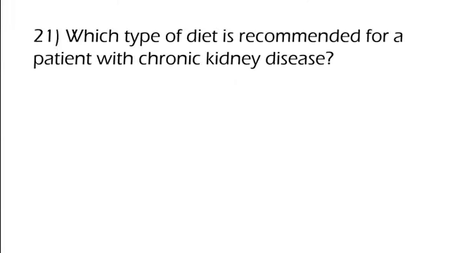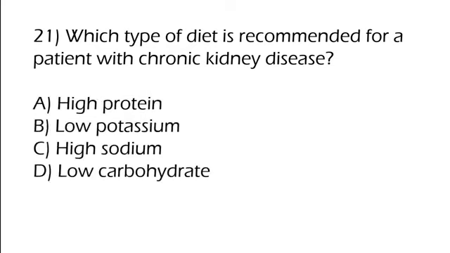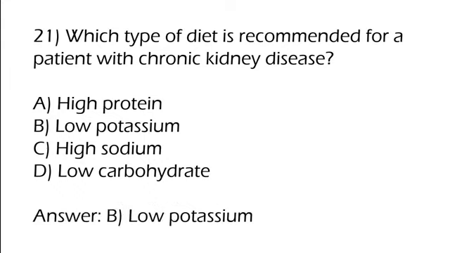Which type of diet is recommended for a patient with chronic kidney disease? High protein, low potassium, high sodium, low carbohydrate. The correct answer is option B, low potassium.